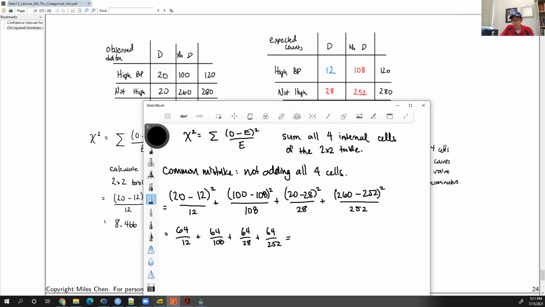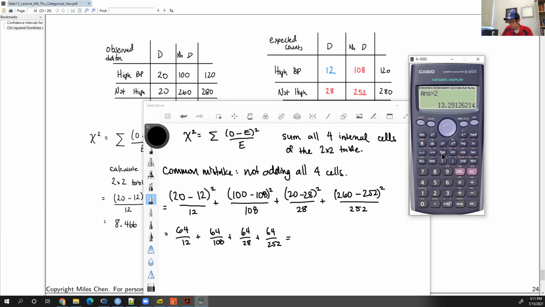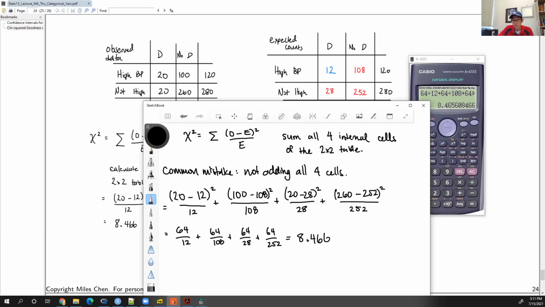All right, so let's go ahead and add this up. So we got 64 over 12 plus 64 over 108 plus 64 divided by 28 plus 64 over 252. I hope I did this correctly. I'm getting a chi-squared value of 8.466. Yeah, that is. So this is my chi-squared value, and my degrees of freedom is equal to 1.